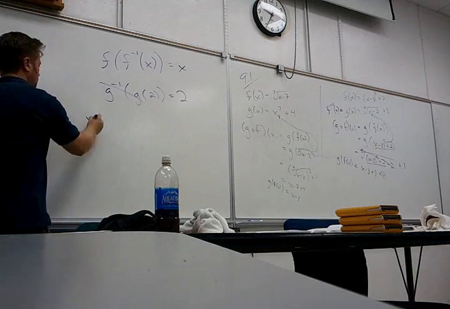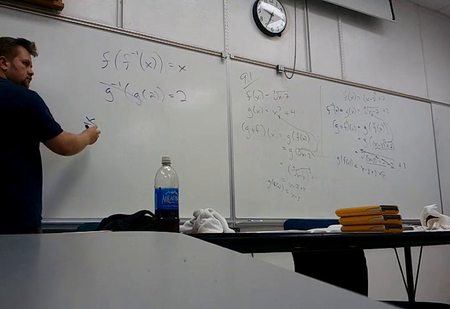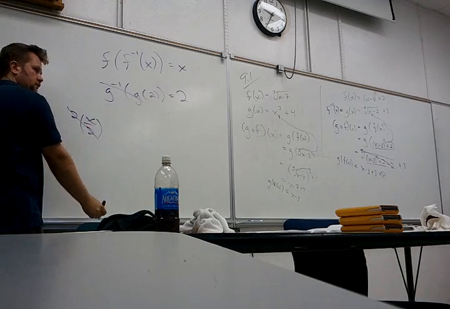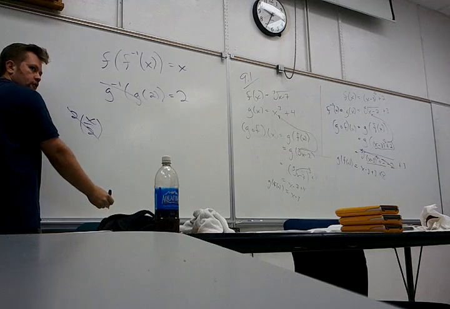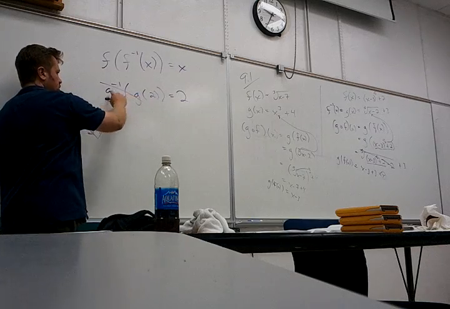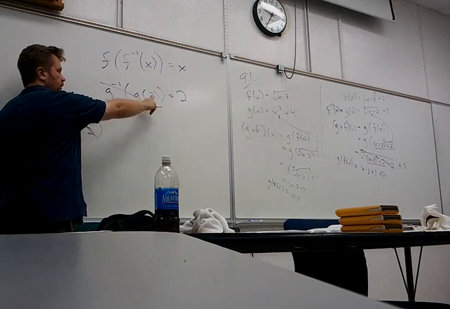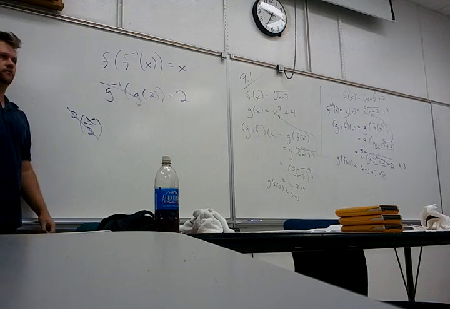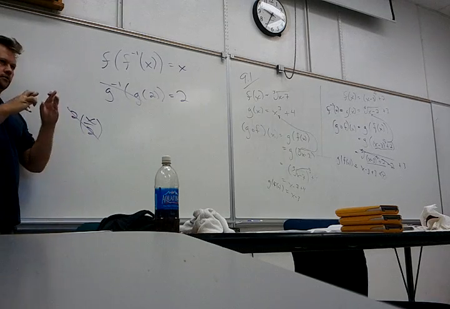What's the inverse function of division by 2? Multiplication by 2. They cancel. X. Right? So if G was divide by 2, and then G inverse was multiply by 2, I'd end up back to where I started. One would undo the other one. We've been doing that.